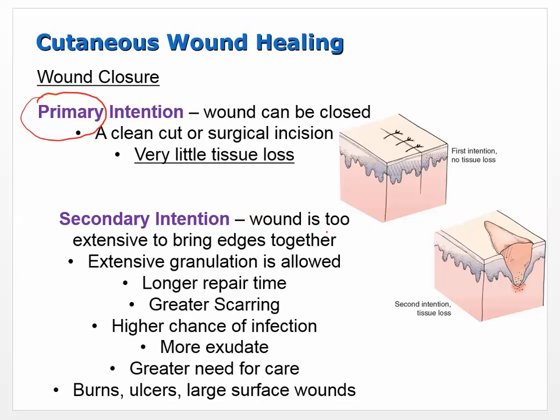Secondary intention means the wound is too extensive to bring the edges together. So if we just kind of carve out a chunk, then you can't just bring the epithelial tissue together where it kind of forms nicely and joins up with the rest, and very little scar. So that means extensive granulation is allowed, and you have this filling in with collagen and other fibrous stuff. Blood cells can move into there, and it takes a lot longer for it to repair. So a longer repair time, it's going to be greater scarring, higher chance of infection because it's more open, okay, for that amount of time, which means for caretakers, that's a greater need for care. You need to make sure the bacteria doesn't get in there. It needs to be cleaned. Burns, ulcers, large surface wounds, these are all secondary intention.